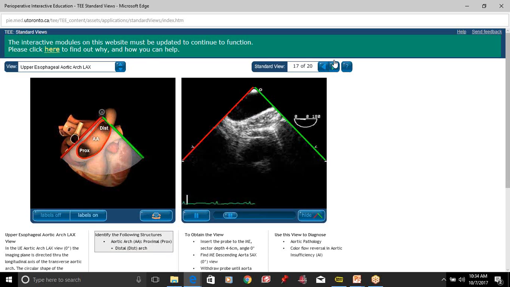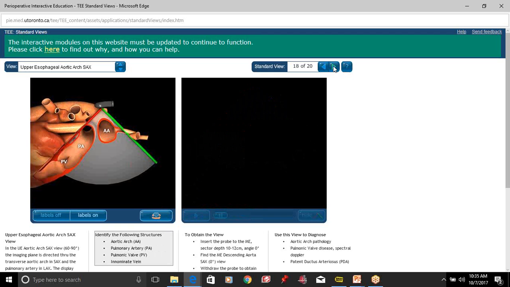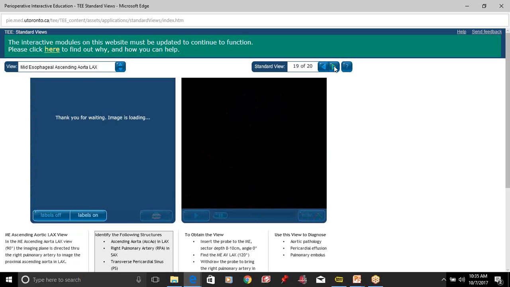Then you pull your probe up, now into the upper esophageal location, and you can see the aortic arch. Because if you're looking for dissection, you have to look into the entire aorta, the descending aorta, the arch, the ascending aorta. So 0 degrees, and you can see the arch. So you can sometimes locate the arch vessels. You can do the short axis. When you do your short axis, this is your aortic arch right there, and then you have your pulmonary artery at 100 degrees.